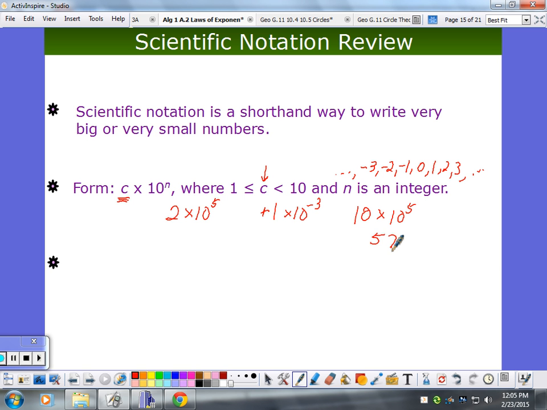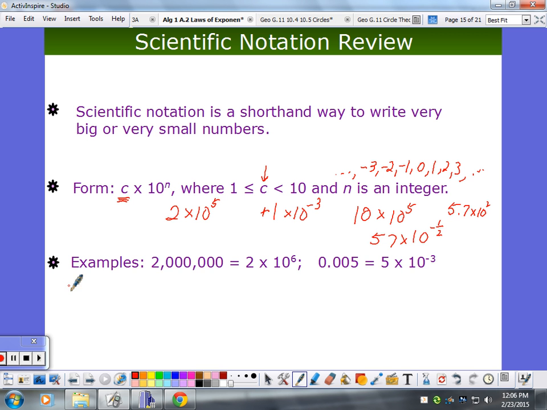So 57 times 10 to the minus half. How about that? Two reasons, right? This is not a number between 1 and 10, and this is not an integer. How about 5.7 times 10 to the 6? Yes. Okay. Those are scientific notation numbers.